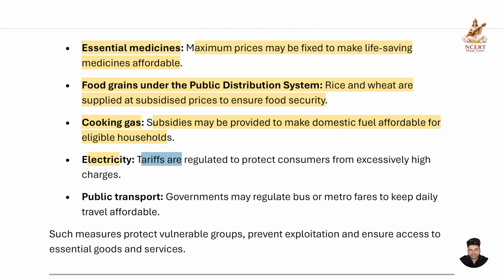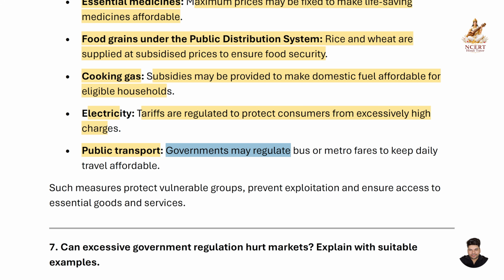Electricity. Tariffs are regulated to protect consumers from excessively high charges. Public transport. Governments may regulate bus or metro fares to keep daily travel affordable. Such measures protect vulnerable groups, prevent exploitation, and ensure access to essential goods and services.